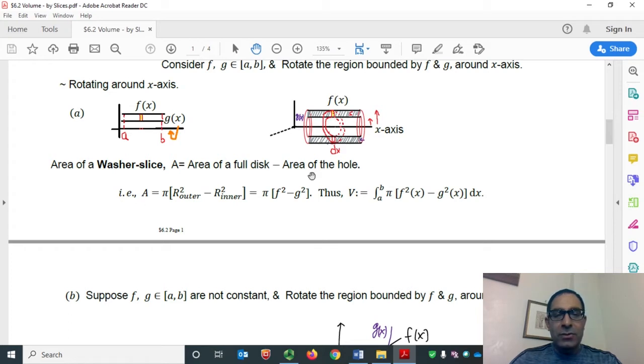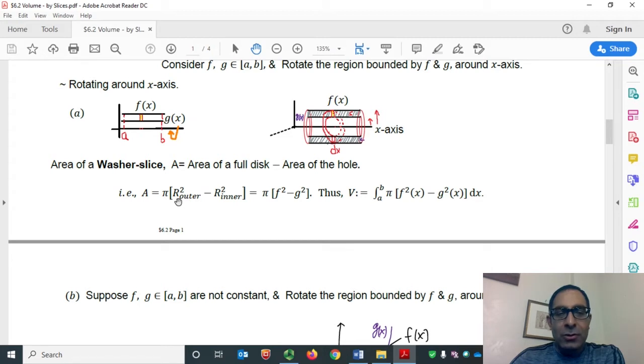Then the area equals pi times outer radius squared minus inner radius squared. So that means the area of the washer is the area of the outer circle minus the area of the inner circle.